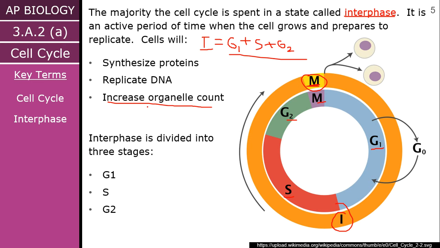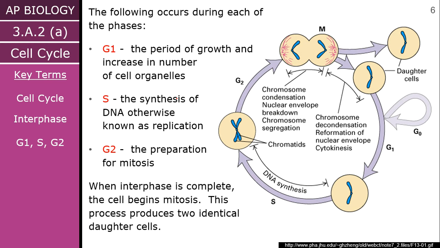But again, just to reiterate, interphase has those three stages of G1, S, and G2 in that order. Okay. So within each of those phases, different things are happening. That's why they're not just referred to as interphase. They also have their own little distinctions. So during the G1 phase, G stands for growth. Okay. This is a period of growth, and also when the cell starts to add some organelles and really try to become the cell that it needs to be in order to do its job.